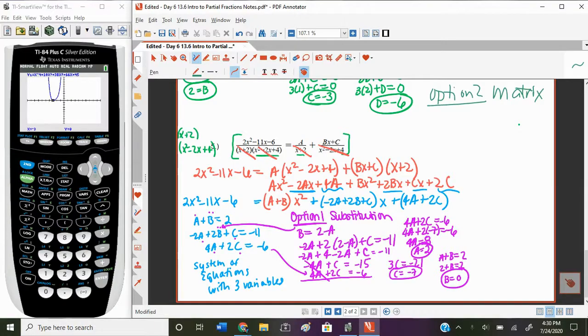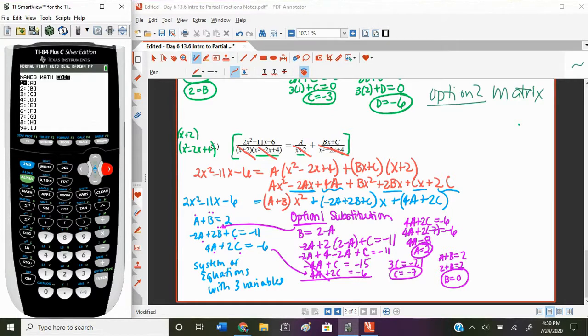All right, for the second part, we're going to do a second option, which is using a matrix. So we are going to go to second and then x to the negative 1, which gets you to a matrix. We need to edit a matrix, and this matrix is going to have coefficients that relate to our system of equations that are found here.